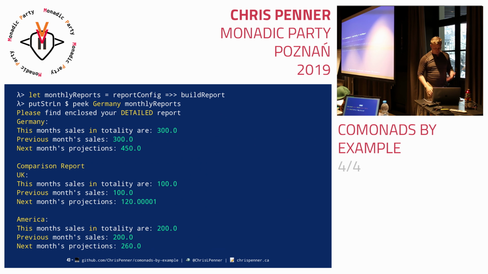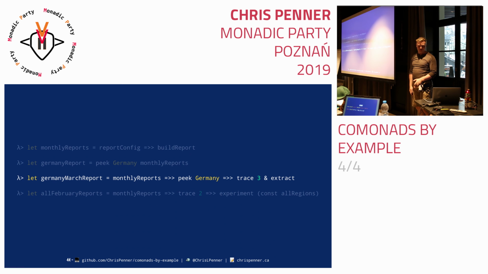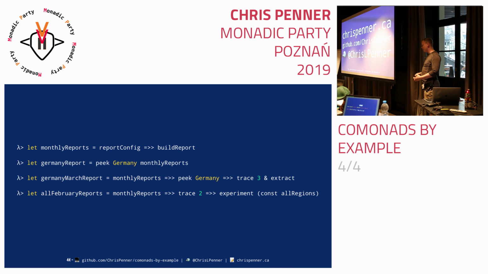And it'll just do all of that for us. Cool. So again, we've got monthly reports. We can build them like that. If we have the monthly reports already, we can just peek at Germany to get Germany's report. We can keep going and say I want Germany's March report. Or I can say I want all February reports by experimenting over all regions 2 months in the future. So here we're not doing that weird filter thing. We're just going to say whatever country I'm on, I don't care. I actually want to look at all countries. That's it. So that's Comonad transformers.